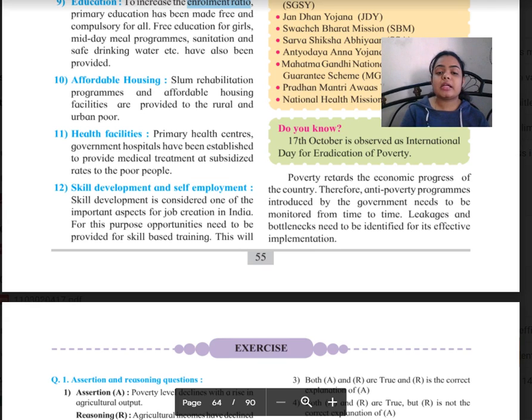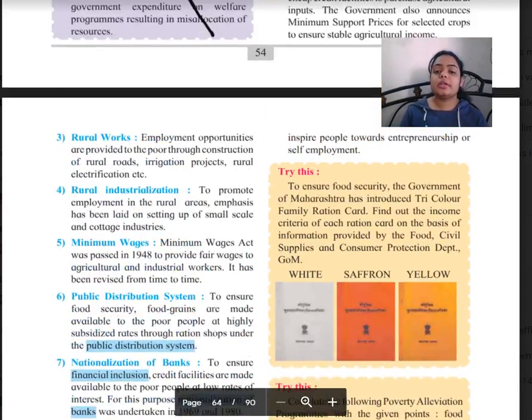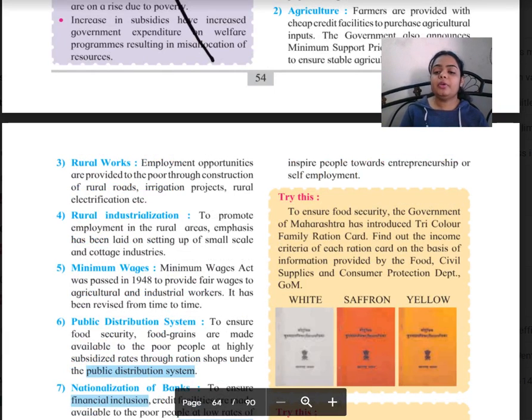Then next we have skill development and self-employment. Skill development is considered one of the important aspects for job creation in India. For this purpose, opportunities need to be provided for skill-based training. Since these poor people are also talented, they are given an opportunity to develop their skills and self-employment, so that they also get employed and start working, and the basic needs and the main problem of poverty is also eradicated. Inspire people towards entrepreneurship or self-employment.